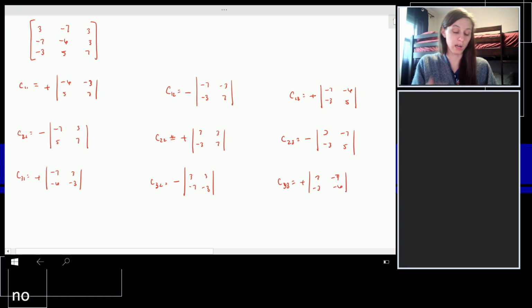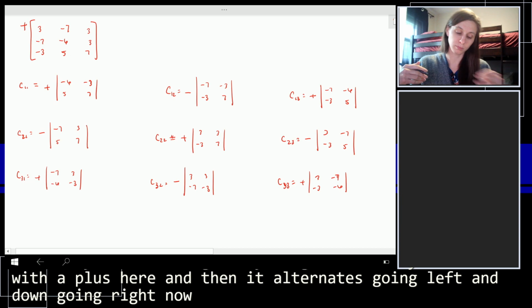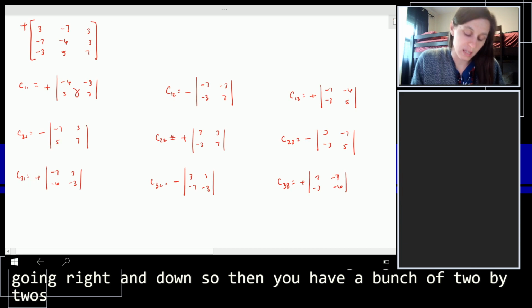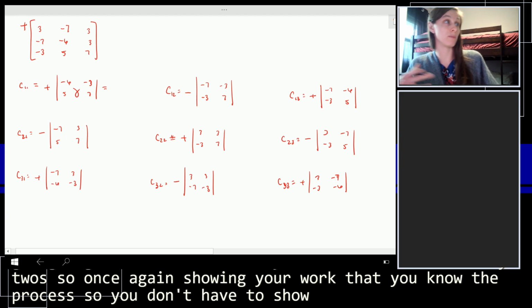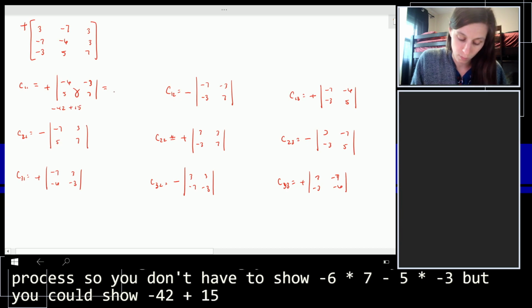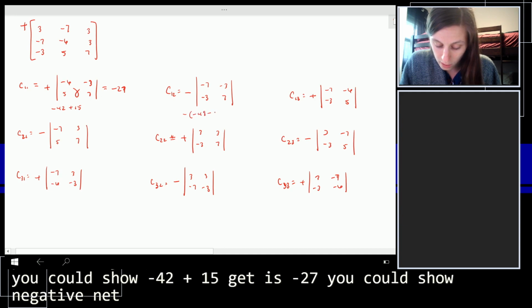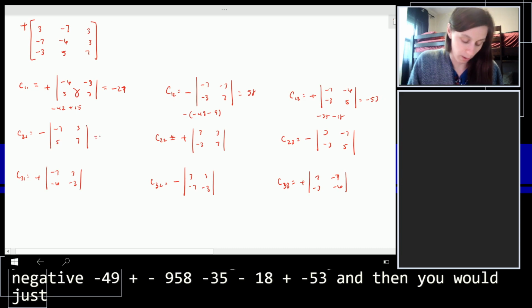Note if you're looking for your grid, it always starts with a plus here and then it alternates going left and down, going right and down. Okay, so then you have a bunch of 2x2s. So once again, showing your work that you know the process. You don't have to show -6 times 7 minus 5 times -3, but you could show -42 plus 15. Gives us -27. You could show -49 minus 9. Gives us 58. -35 minus 18 gives us -53. And then you would just keep going.